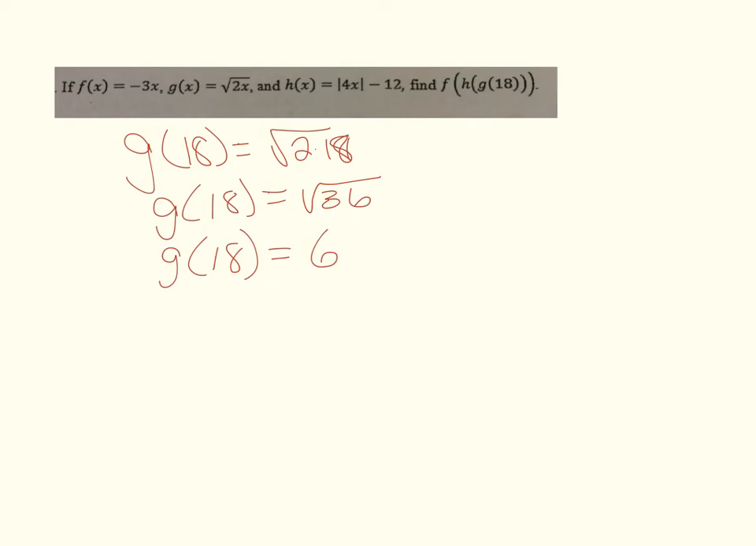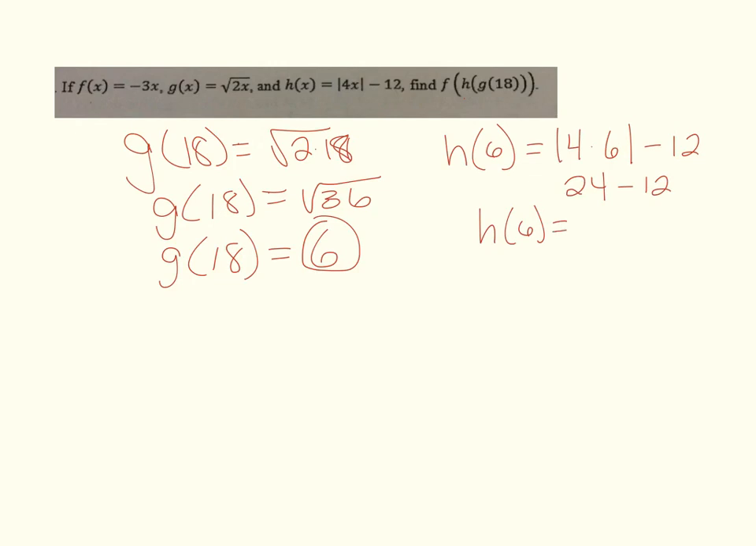Now I'm going to use that information that I just came up with, that g of 18 equals 6, and I'm now going to place it into the h rule. So h of 6 equals the absolute value of 4 times 6 minus 12. 4 times 6 is 24, and the absolute value of 24 is 24, minus 12. So h of 6 equals 12.